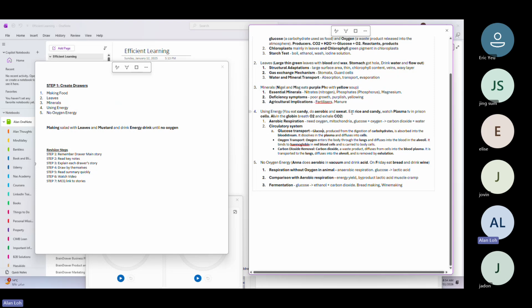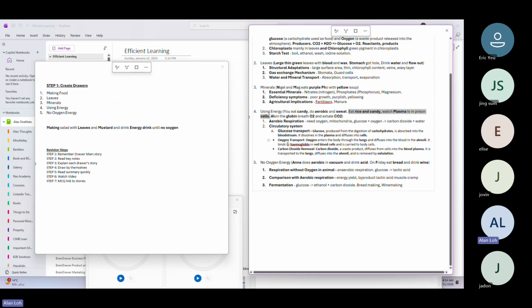Right. This is where when you eat the rice, which is the carbohydrate, and the candy, it becomes glucose, and then you absorb it into the bloodstream, dissolved in the plasma. Plasma is one element in the blood, and it diffuses into the cell. So we watch plasma TV in prison cell. Right. So this story will help you to remember the glucose transport. How is it being transported, with the key element that is in it?